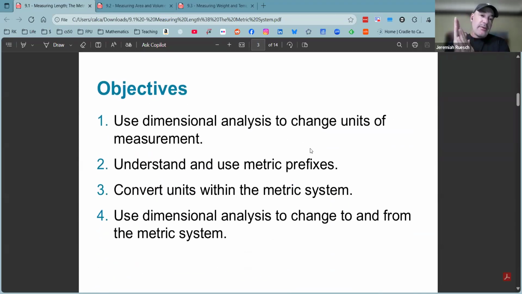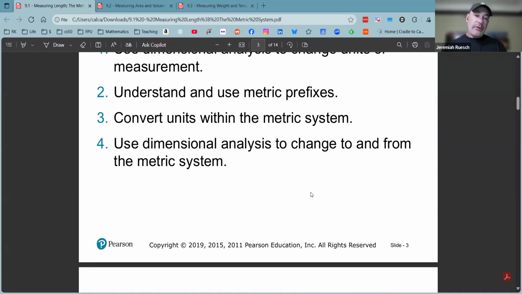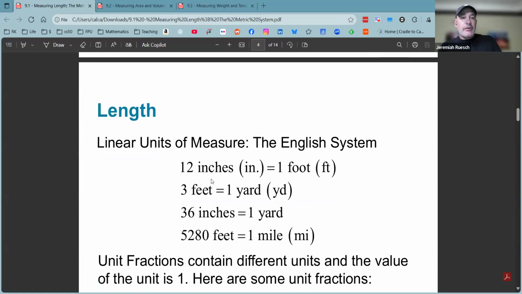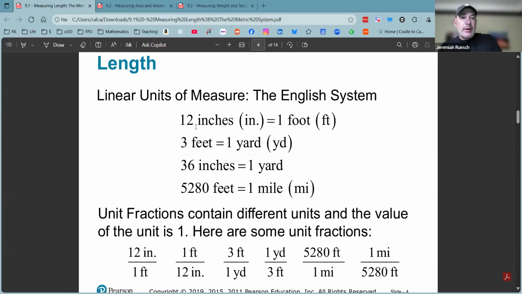In today's lesson objectives, you'll see things like how you change between different units, and also some of the prefixes or naming conventions in the metric system. And then also a really cool tool is the idea of using dimensional analysis to help change from and to the metric system. And for a bonus feature, we may look at how you might use this dimensional analysis in general. All right, so length is our first topic here.